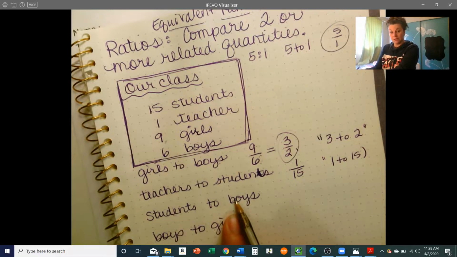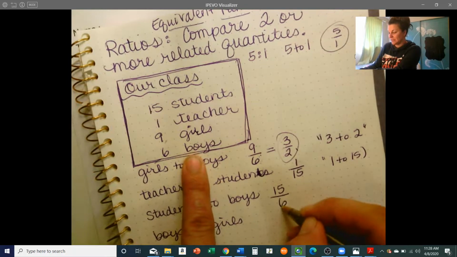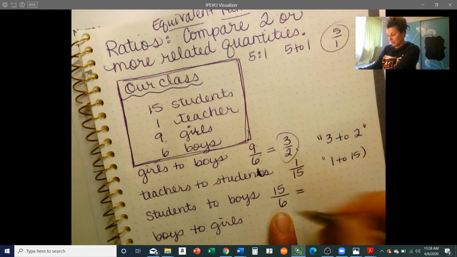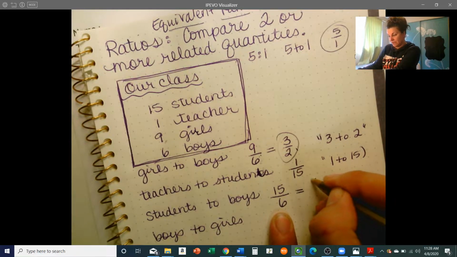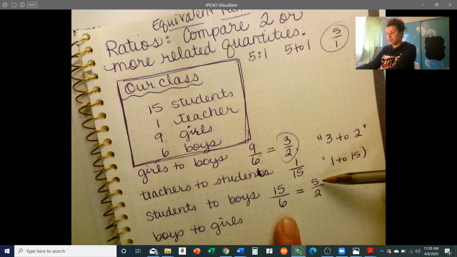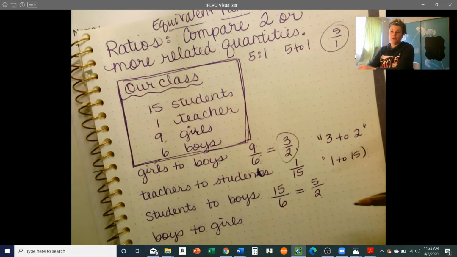Students to boys. Well, there are 15 students total and 6 boys. Now, that I can make an equivalent ratio for by putting it in lower terms. So 3 goes into 15 5 times, and 3 goes into 6 2 times. So the ratio of students in the class to the number of boys in the class is 5 to 2. What that means is that for every 5 students in class, 2 of them are boys. And that means that the other 3 are girls.